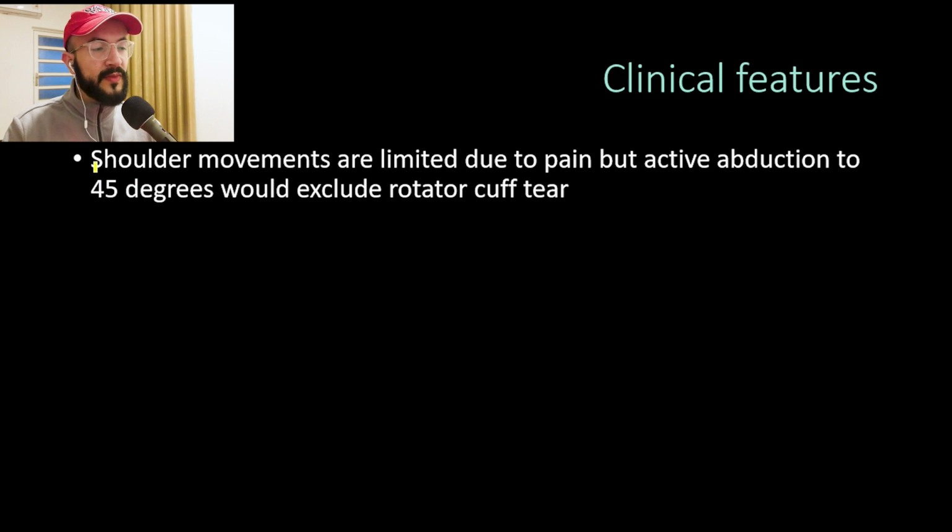And the shoulder movements are limited in this patient due to pain, but active abduction to 45 degrees would exclude rotator cuff tear. So ask your patient to actively abduct their shoulder to 45 degrees just to exclude the rotator cuff tear.